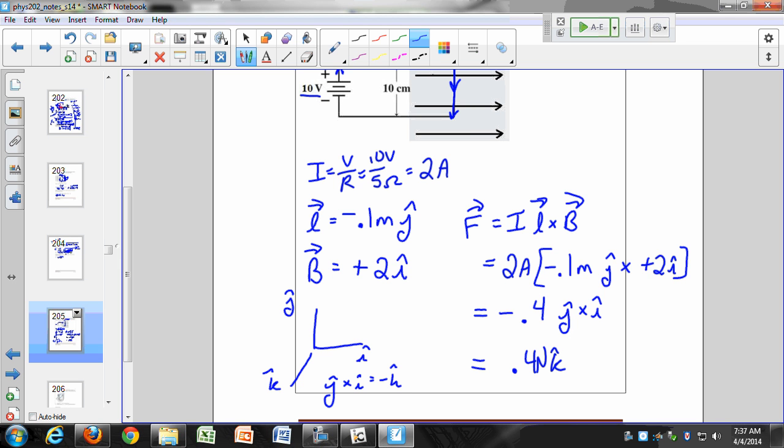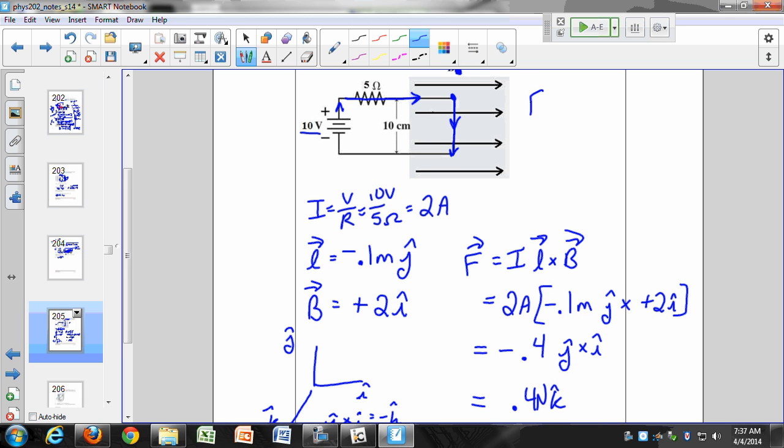All right. Another way you could do that, you might find this a little simpler, is F equals ILB sine theta. Just to find the magnitude of that, that's going to be 2 times 0.1 times 2 Tesla: 2 amps, 0.1 meters, 2 Tesla, and you get 0.4 newtons. And then you can just use your right-hand rule.